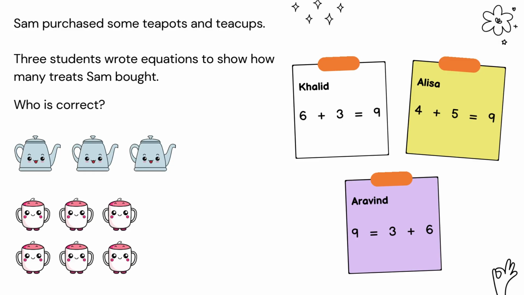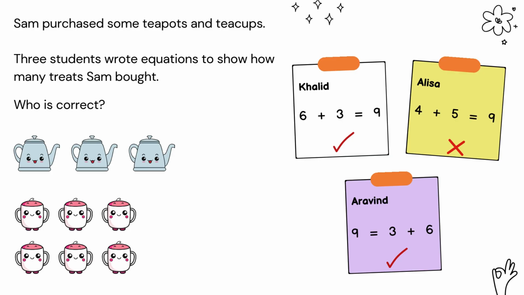Pause the video and think about it. Got it? Let's check your answer together. Khalid and Aravind are both correct. Why? Because 6 represents the teacups and 3 represents the teapots. Together, they make 9 kitchenware in total. 6 and 3 are the addends. 9 is the sum. Alisa's equation is mathematically correct, but it doesn't match the numbers in the picture, so her answer doesn't accurately represent the situation.